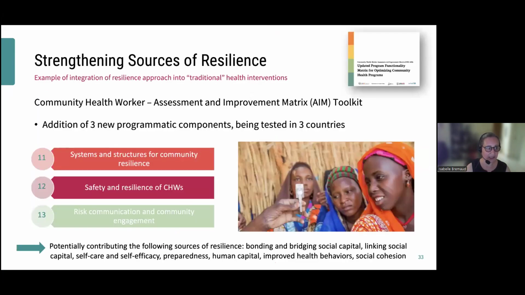So for example, this one is about the integration of a more resilience-focused approach into a traditional health intervention that I guess most of you will know, and which is already key in itself to strengthen health resilience, but we can still increase its focus on resilience if we really apply a risk and resilience approach. So it's about the Community Health Worker Assessment and Improvement Matrix toolkit. Most of you may know it. It's a tool that was developed several years ago.